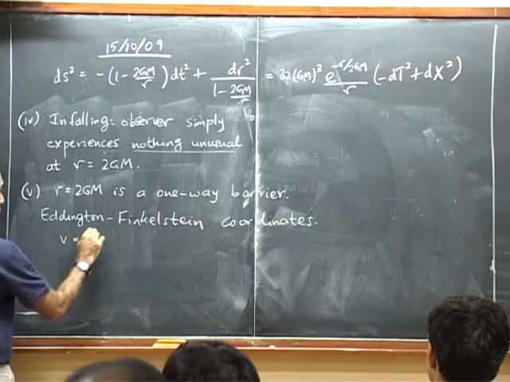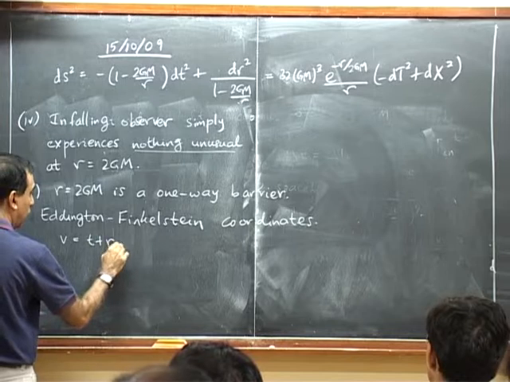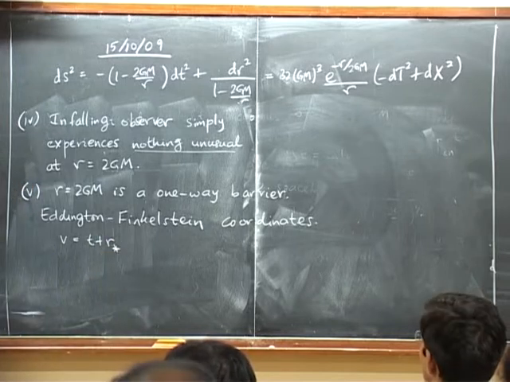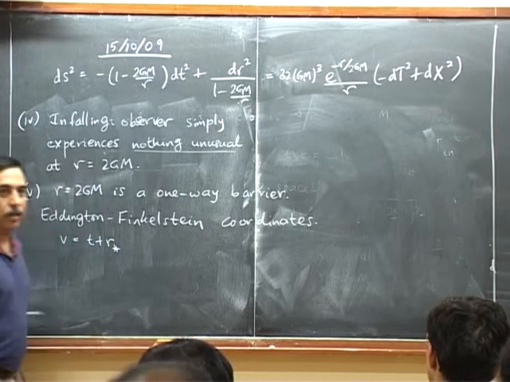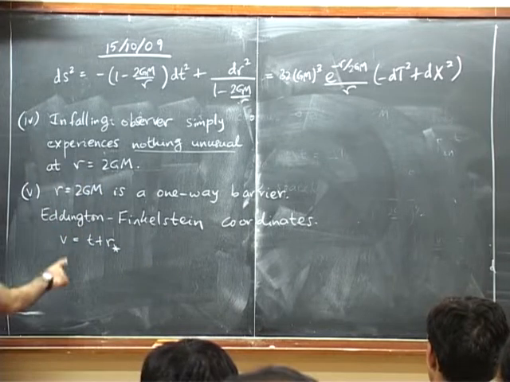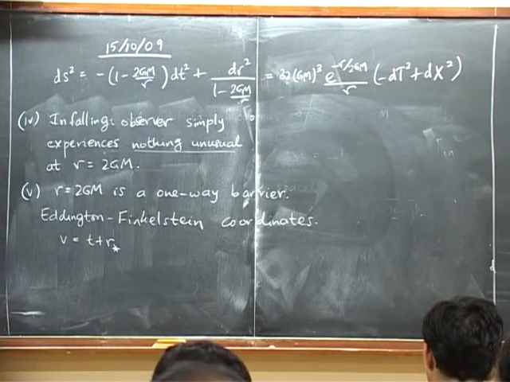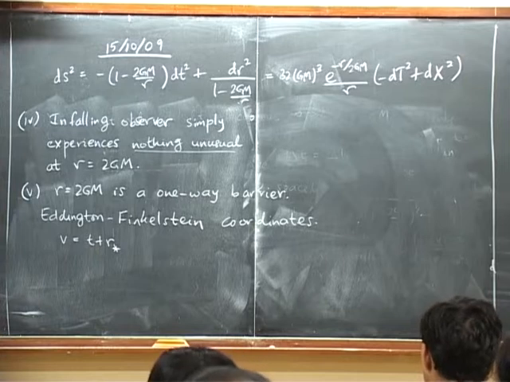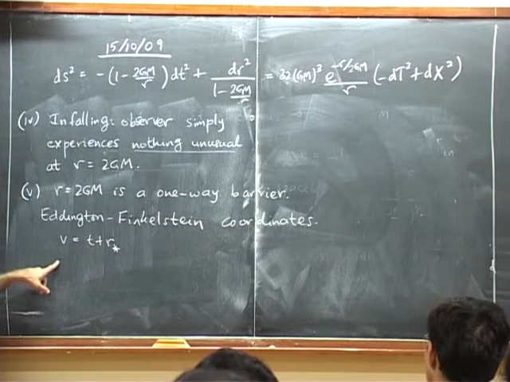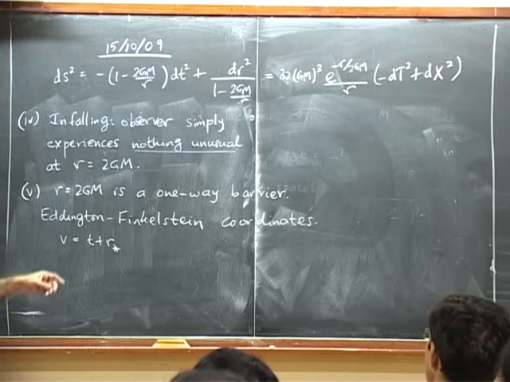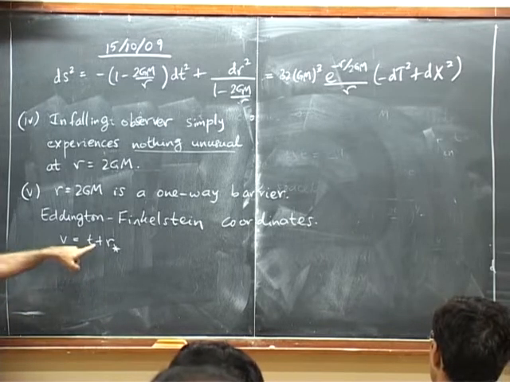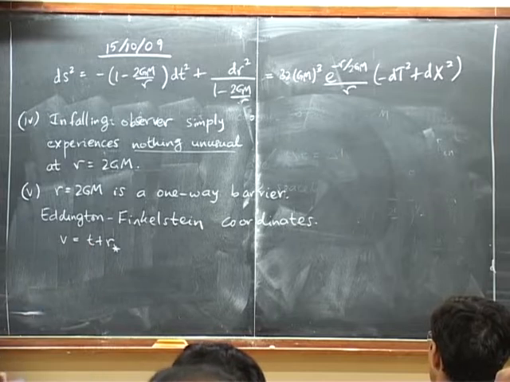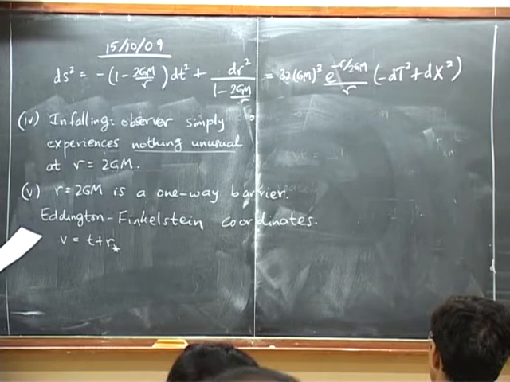So first I'll do the V-type Eddington-Finkelstein. If you remember, we had defined V equals T plus R star, where R star was R plus some log. You have the definition, the progress one. So basically V is a function of T and R. Okay, but we had also defined U equals T minus R star. So we went from T and R to U and V. Now we just go from T and R to R and V. So T is gone. That's it. As simple as that.